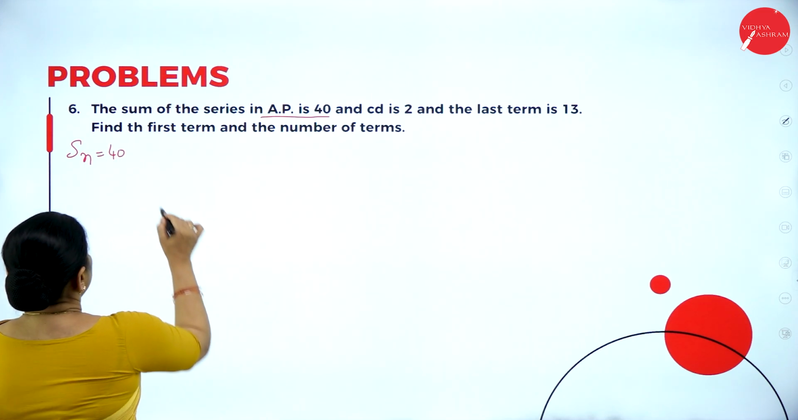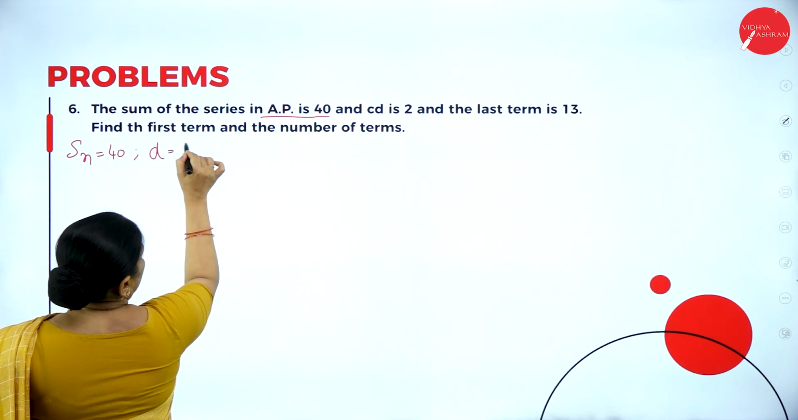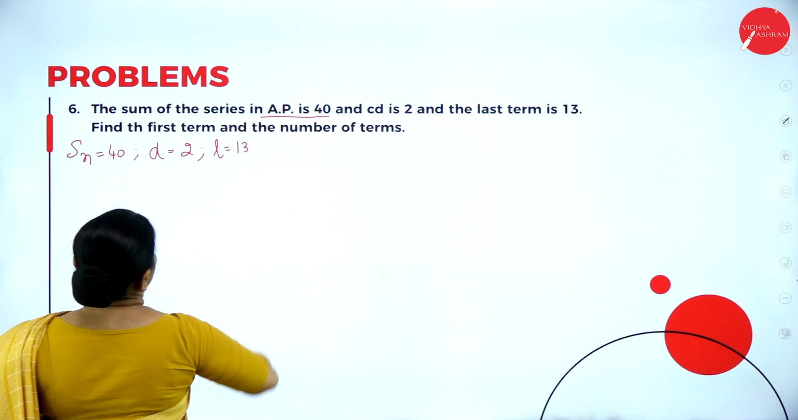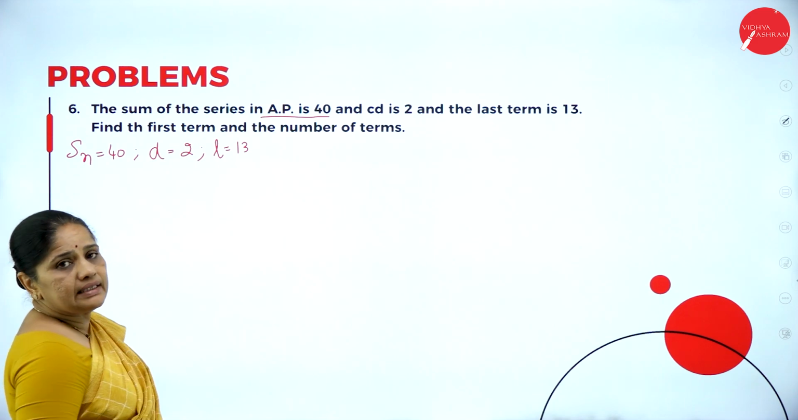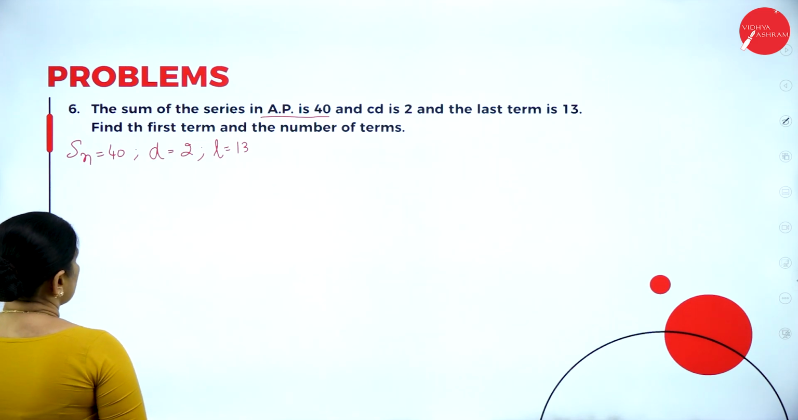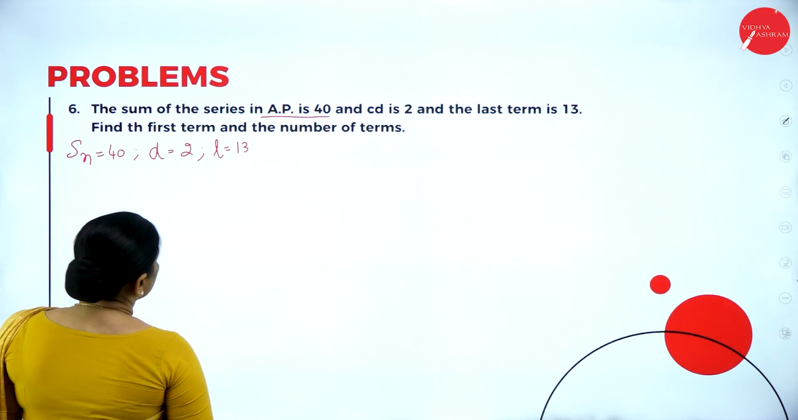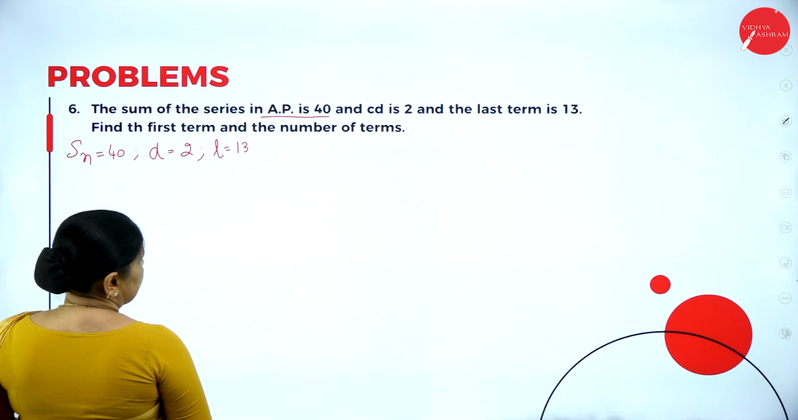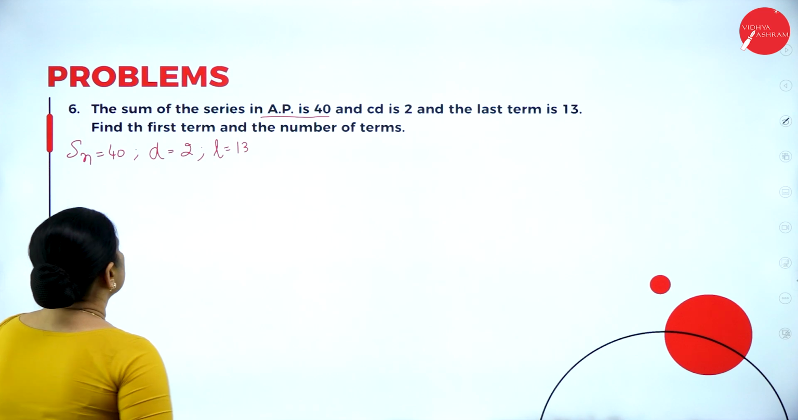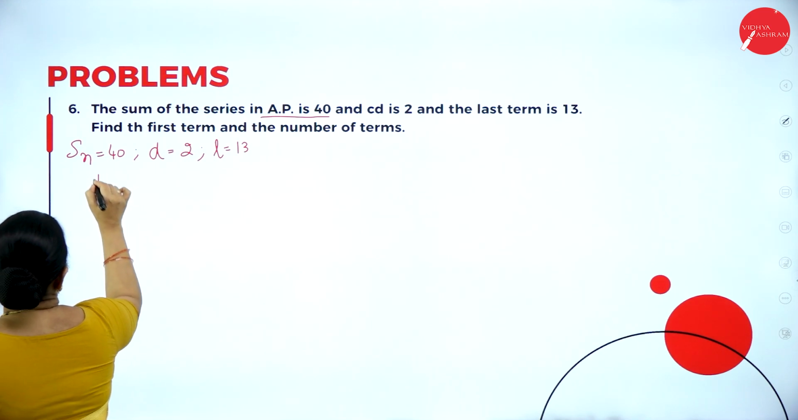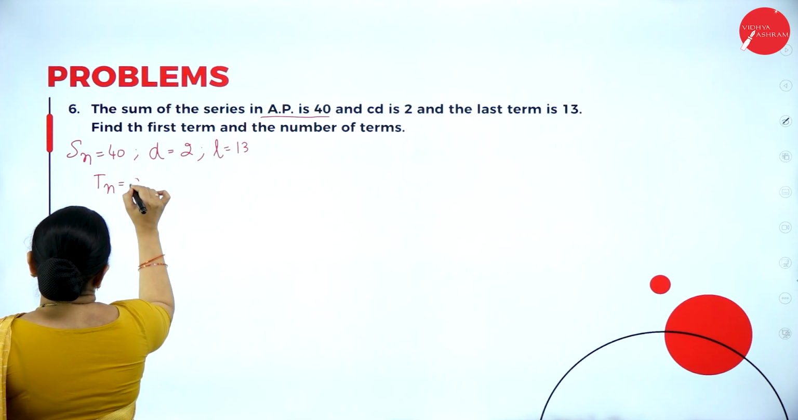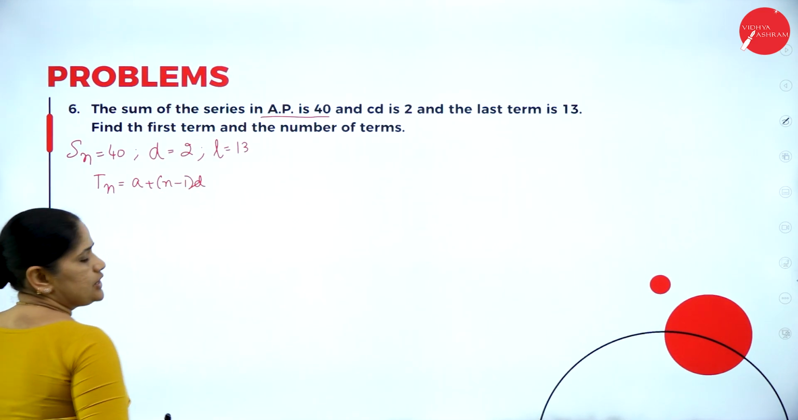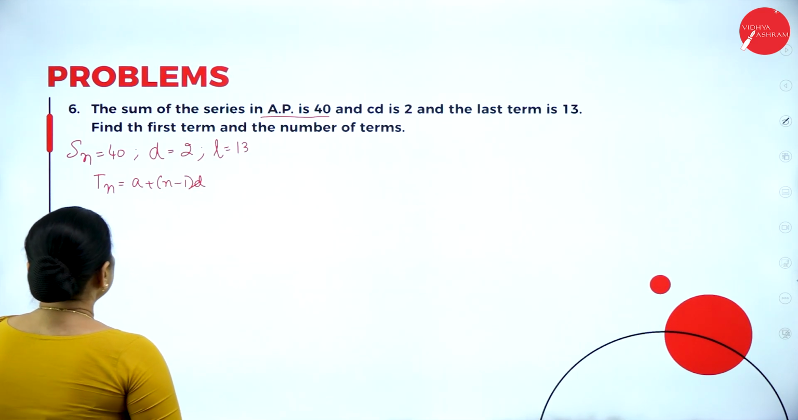And D is given. D equals 2, L equals 13. Find the first term and the number of terms. So, first thing is, we will just find the nth value of 13. So, we have Tn equals A plus n minus 1 into D. This formula we have.